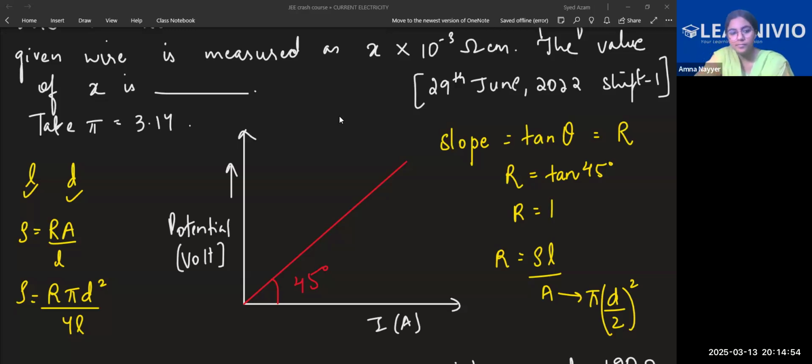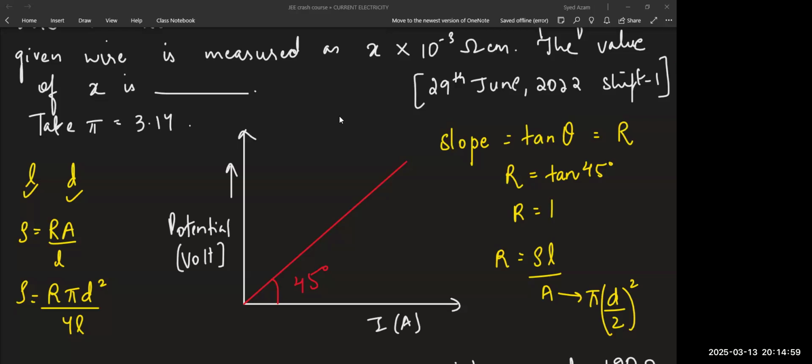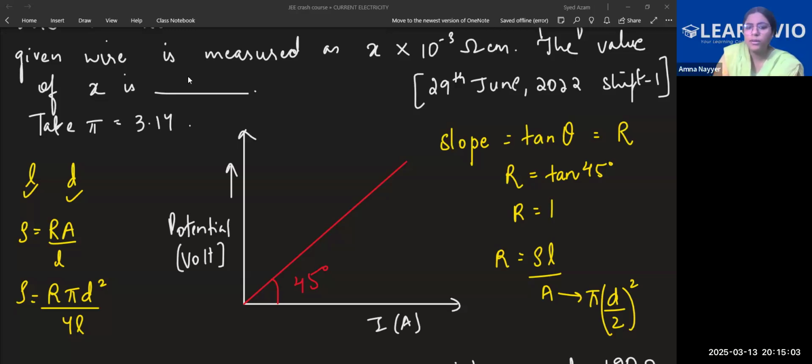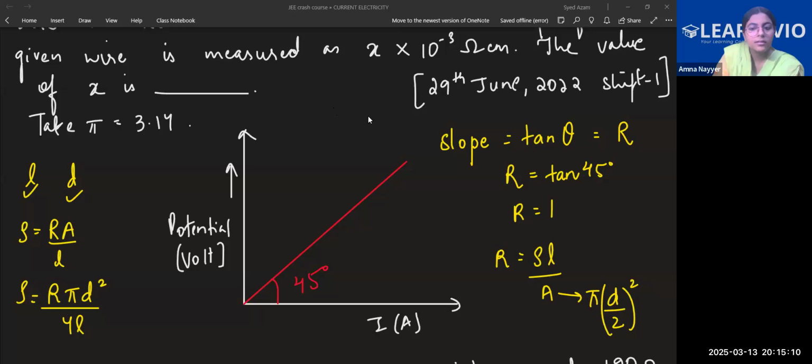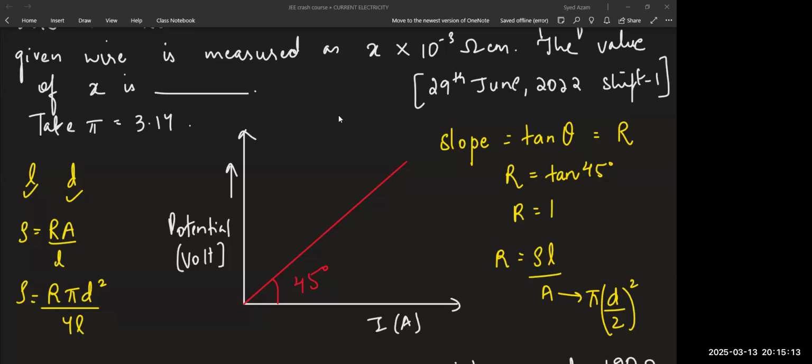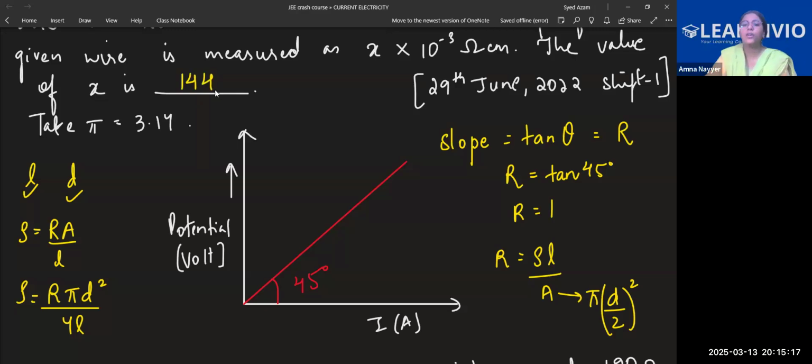Written? Yes, ma'am. Okay. So I'll tell you the answer. Or did you get any answer right now? 1.44. How much? 0.144. 144. Answer is 144. Means total will be 144 into 10 to the power minus 3. Just make sure whatever calculations you are doing, you are shifting the decimal so that you are getting this out of the calculation part.